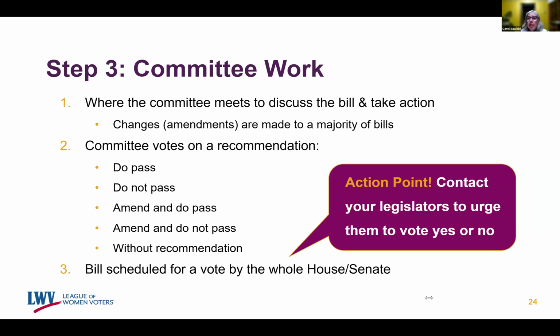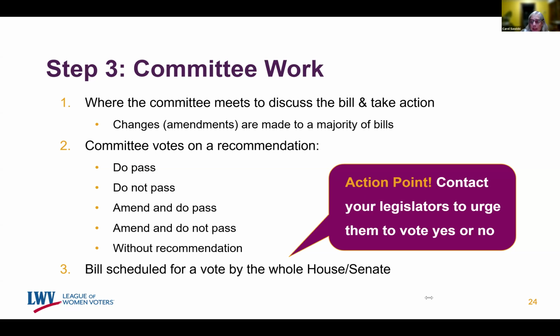Then, depending how controversial that bill is, they could discuss and take action on the bill right that same day. But usually they have a different day and do committee work at that committee session. And that's when changes or amendments are made to the majority of bills. They discuss, and then they finally have a vote on that bill. Each member of the committee gets to vote. They can say do pass or do not pass. If there are amendments, then they go through it again and vote on it again.